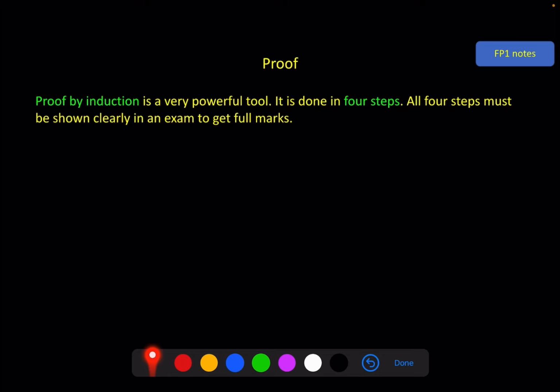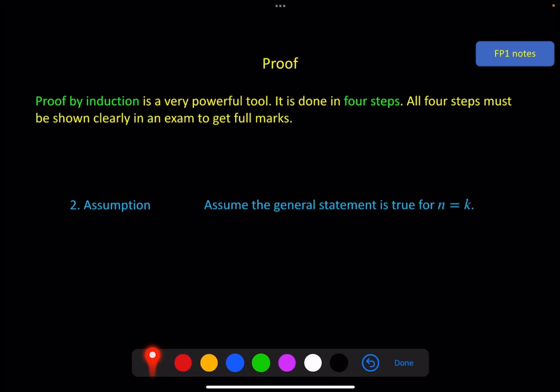In terms of exams, you need to show all 4 steps to get full marks. And I'm going to start with step 2 of the proof, just because it's a bit more intuitive to explain it this way. We'll come back to step 1 in a moment. So we're going to start with an assumption. And that assumption, very simply, is going to be the thing you're trying to prove. I'm going to call it here the general statement.